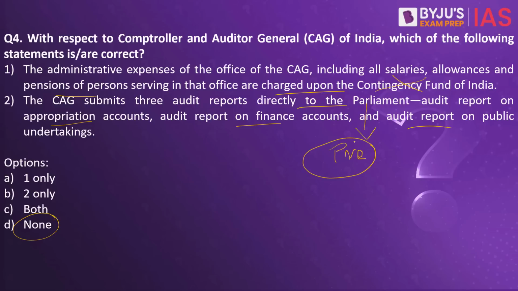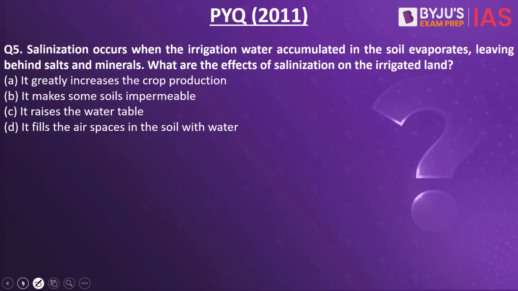So the CAG is ultimately accountable to the Parliament, and all these reports are further scrutinized by the Public Accounts Committee. Now let's look into the next practice question.